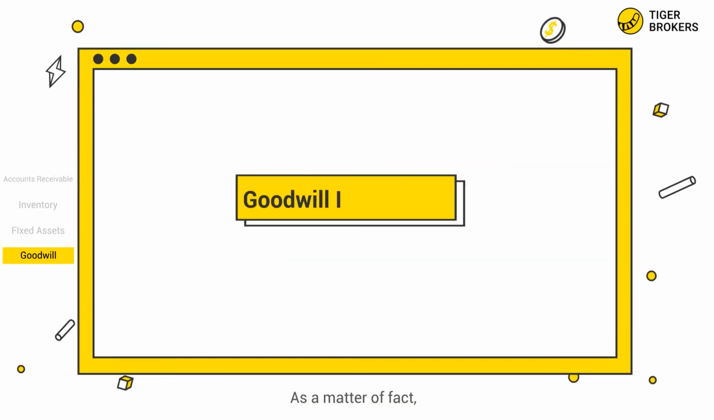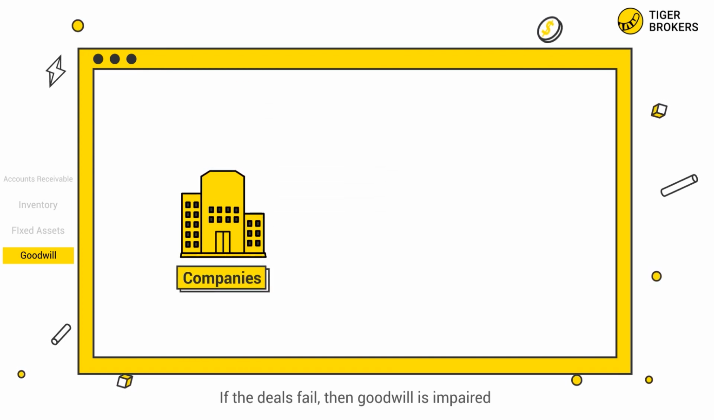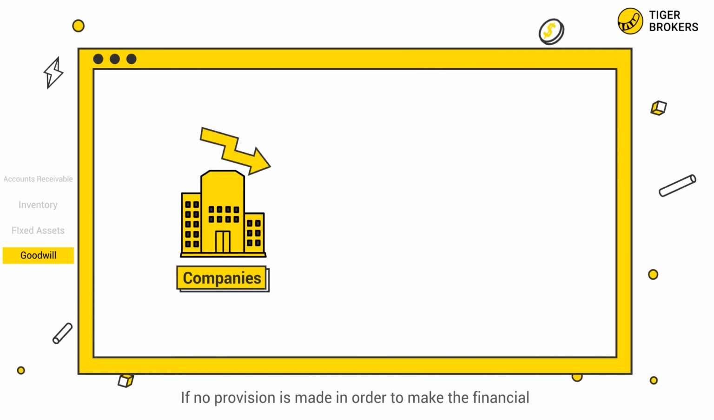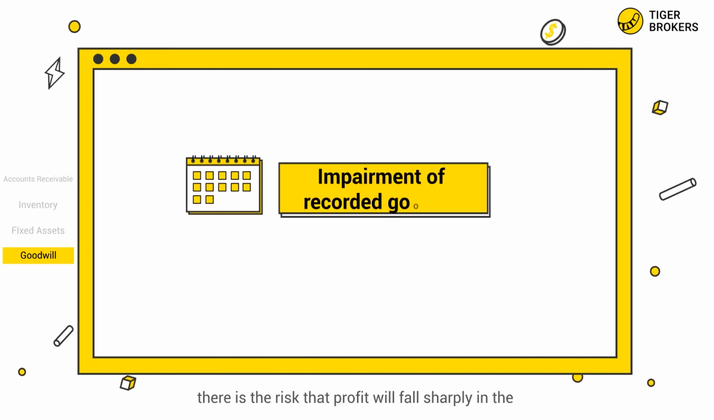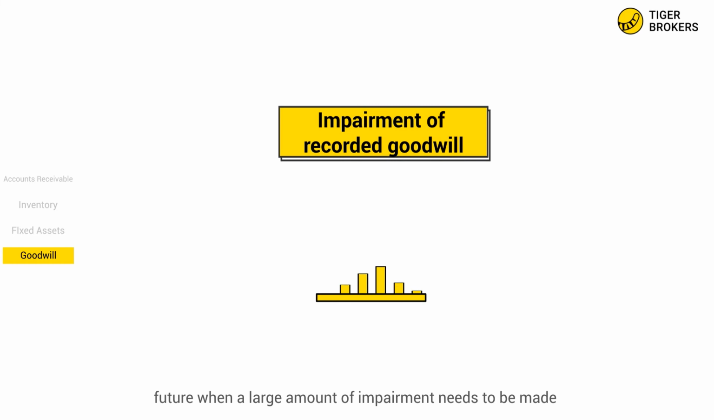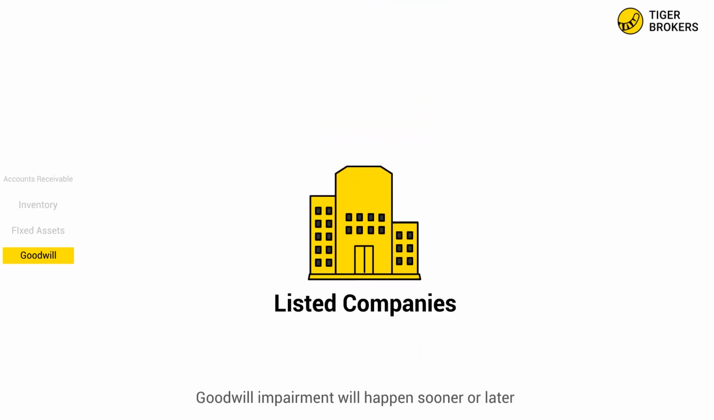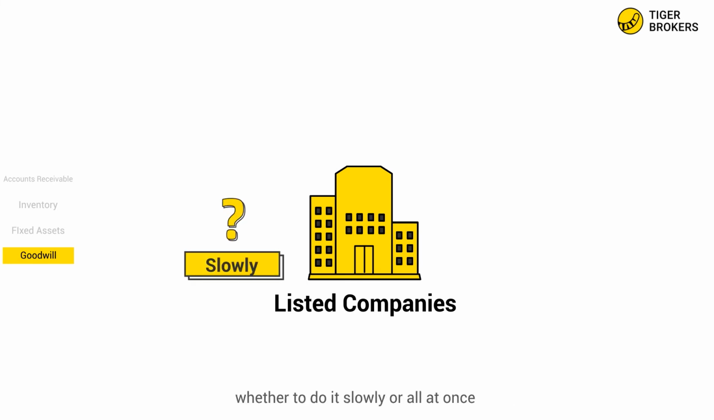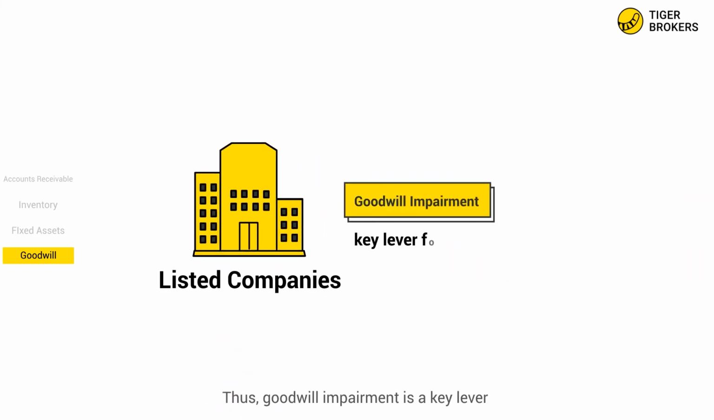As a matter of fact, goodwill sometimes suffers impairment as well. If the deals fail, then goodwill is impaired. If no provision is made in order to make the financial report look good for the current period, there is the risk that profit will fall sharply in the future when a large amount of impairment needs to be made. Goodwill impairment will happen sooner or later. Listed companies have the discretion whether to do it slowly or all at once. Thus, goodwill impairment is a key lever of listed companies to manipulate profit.